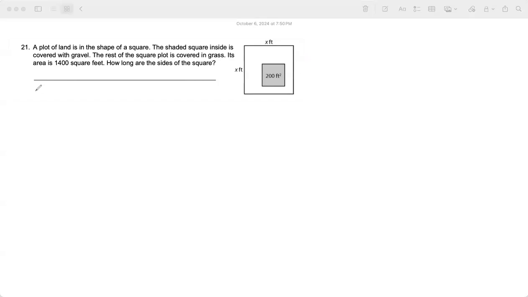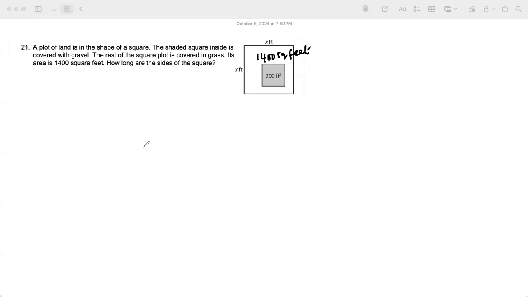A plot of land is in the shape of a square. The shaded square inside is covered with gravel. The rest of the square plot is covered in grass. Its area is 1,400. This is 1,400 square feet, is my understanding.